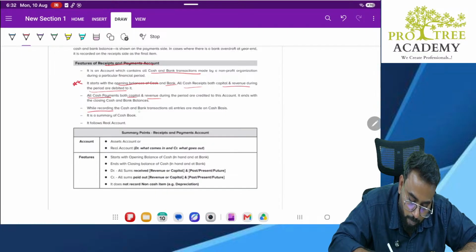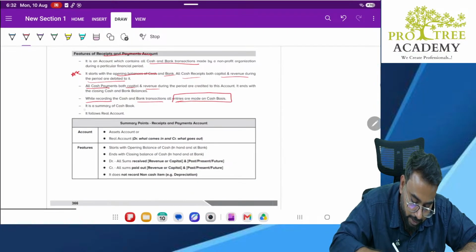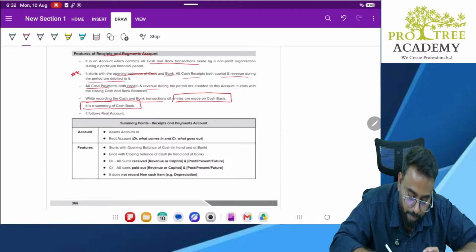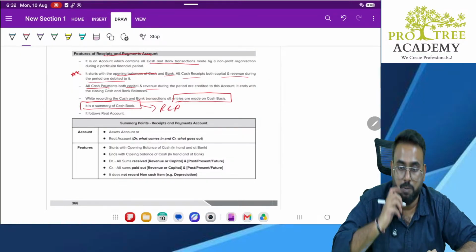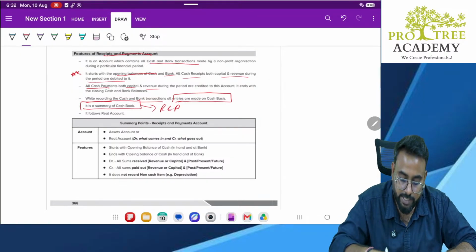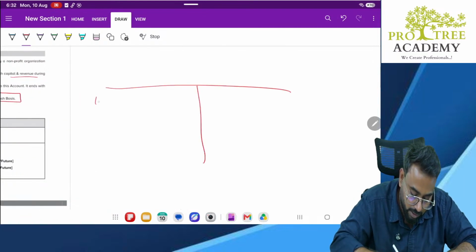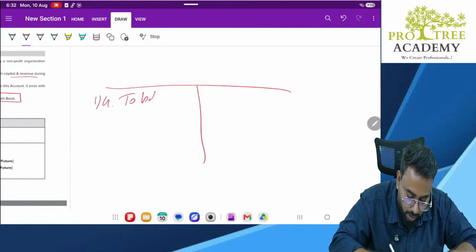While recording the cash book, bank transactions, all entries are made on a cash basis. Receipts and payments is nothing but a summary of the cash book. Clear? See, what happens in your cash book is, on 1st April, to balance brought down, say for example, 10,000.